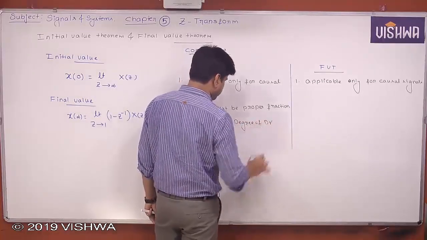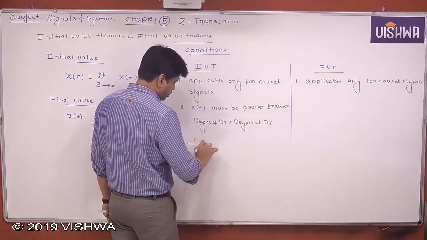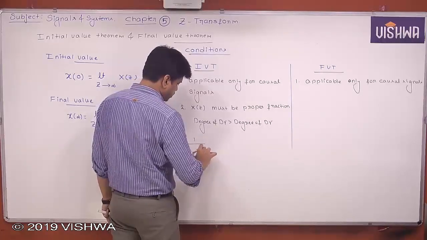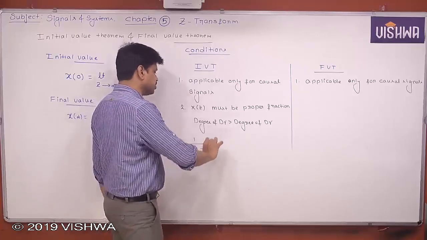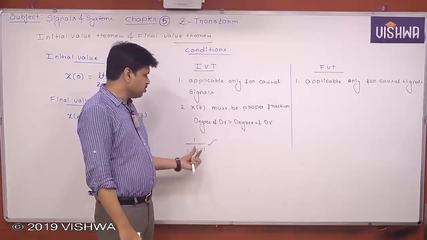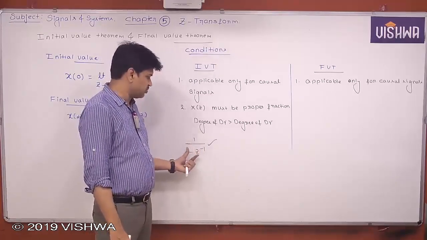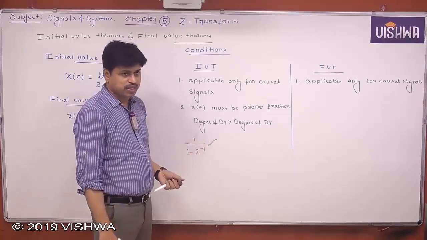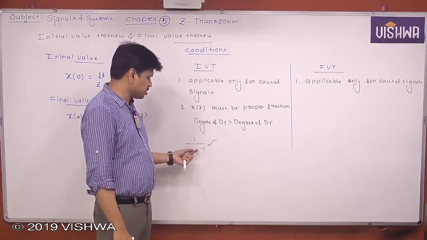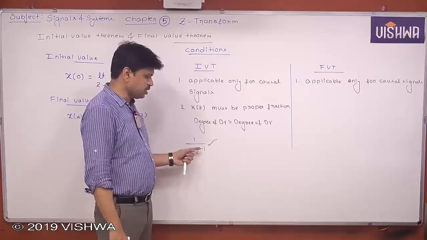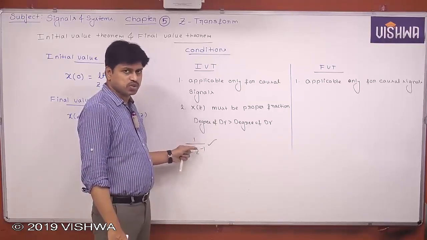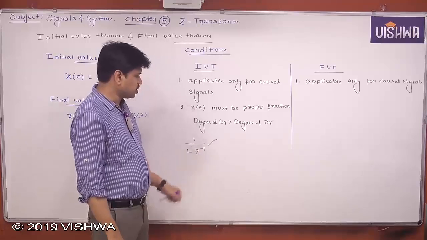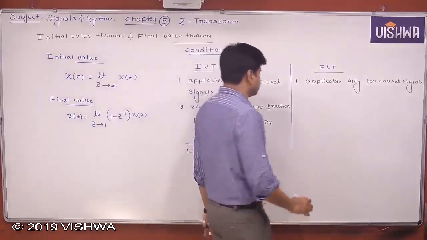So here if I take something like 1 by 1 minus z inverse, is it a proper fraction? Yes, definitely it is a proper fraction, because in the Z transform, z inverse is the standard form. So if z inverse is there, that is the standard form. Clear? If it is in the standard form, how many poles are we having? One pole, 0 zeros. So the number of poles is more than the number of zeros, so it is a proper fraction. These are the kind of things you have to say. Okay. Next.